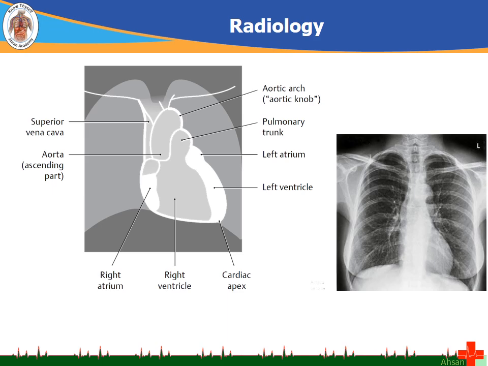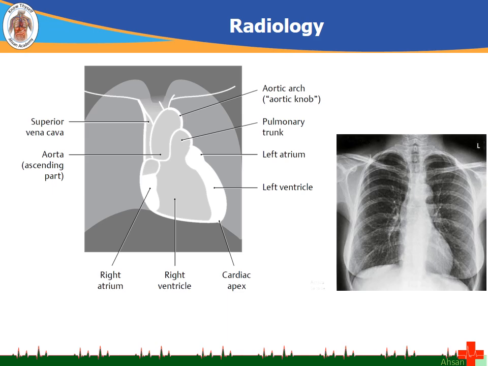Now let us see the diagrammatic representation of the cardiac shadow with the labeling. The labeling is showing the right atrium, right ventricle, cardiac apex, then the left ventricle, left atrium, pulmonary trunk, aortic arch, and on the left side superior vena cava, and then you can see the aorta, and again the right atrium.